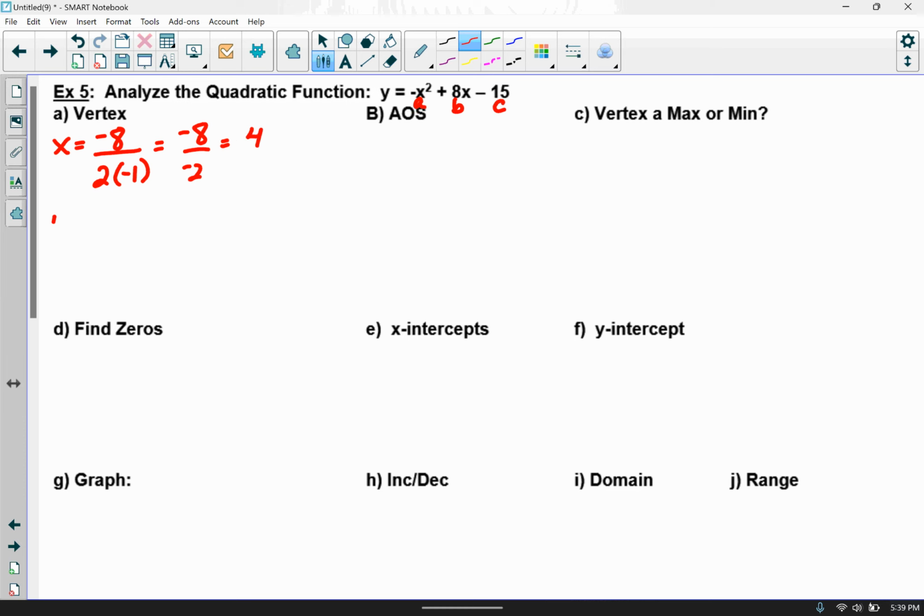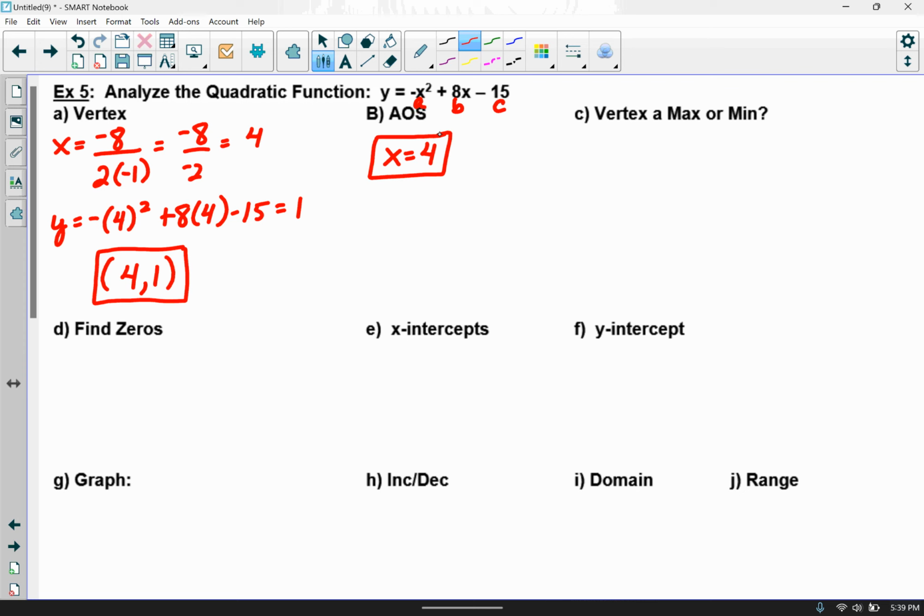All right, so then to find my y, go to my function. Everywhere I see an x, I'm going to plug in 4. So I have negative 4 squared plus 8 times 4 minus 15. You should be able to type it in your calculator just like that and land at 1. So you've got a vertex then at 4, 1. Axis of symmetry then, x equals x value of that vertex, so x equals 4.